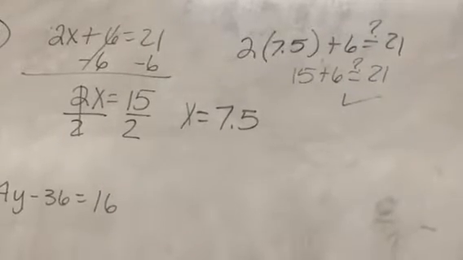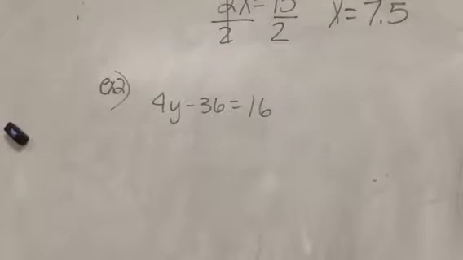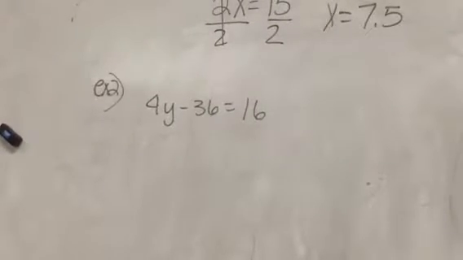All right, over here, are there any like terms to combine? 4y minus 36 equals 16.